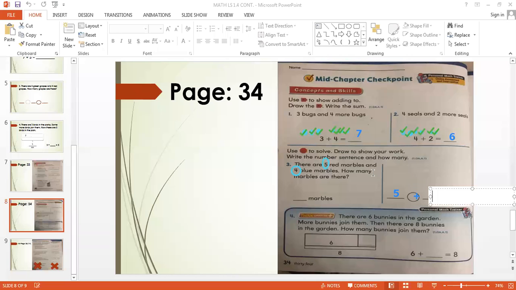Then again, which number? 4. So 5 plus 4. What will come here? Plus or equal to? Equal to. So what is the number? So 5 plus 4. Let's do it. 1, 2, 3, 4, 5. 1, 2, 3, 4. So what is 5 plus 4?